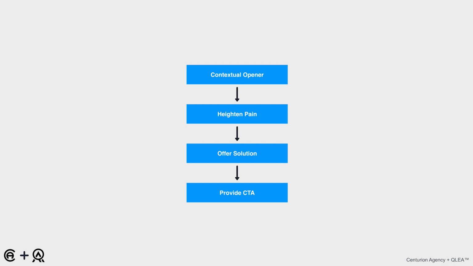Okay guys, so this is it, right? This is everything that goes into the highest converting email outreach sequences. It's what I use, it's what I teach inside of the program. I'm giving it away to you guys for absolute free right here, right now. This is it. I'm not holding anything back. Contextual opener. Heighten the pain, offer the solution, provide the CTA.